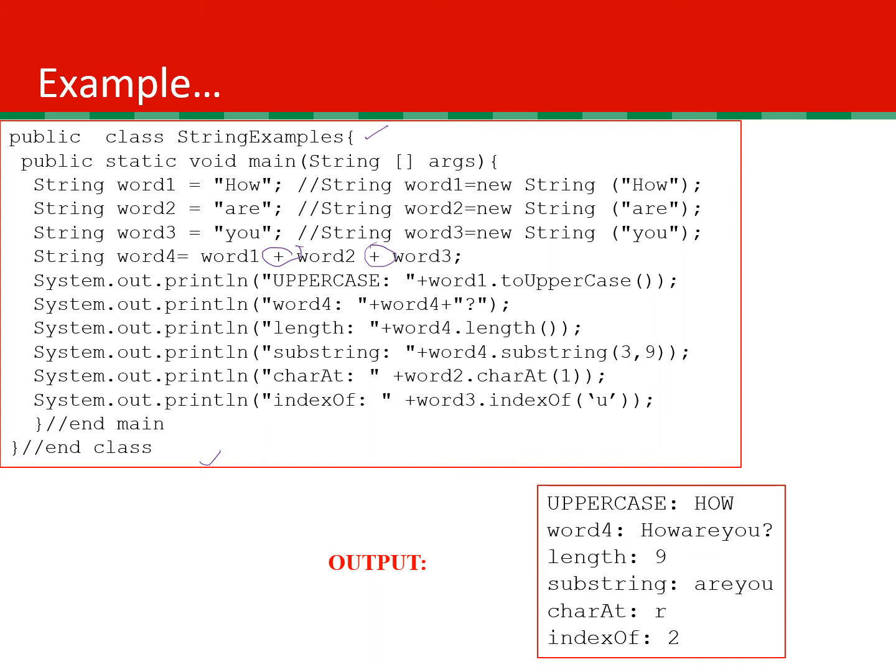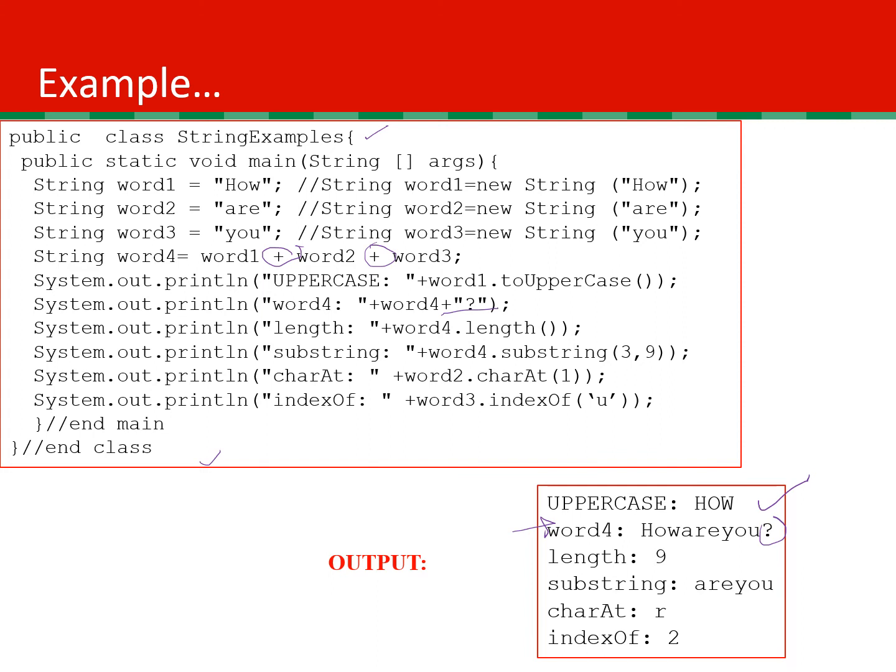So here you are basically trying to make use of the methods that you just saw. System.out.println uppercase plus word 1 to uppercase. Word 1 is how, so it's actually giving you this output. Uppercase equal to how, so you will convert to uppercase. The second line, this is print line, so the next output is on the second line. And then you have word 4 plus question mark. Word 4 is combining word 1, word 2, word 3, so it will be like this: How are you, no space in between, and then question mark.